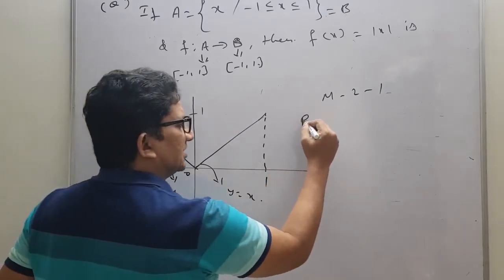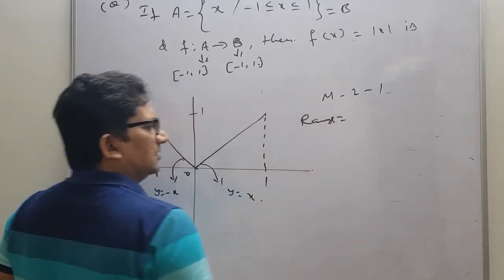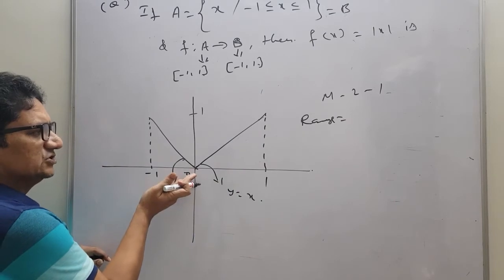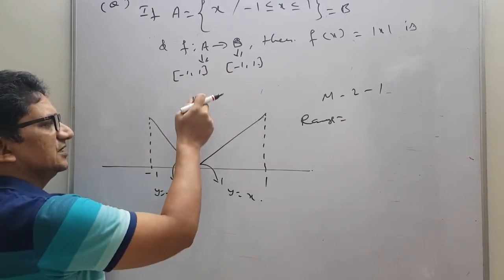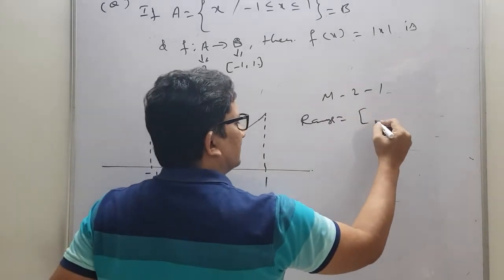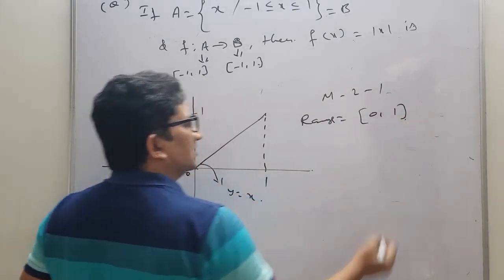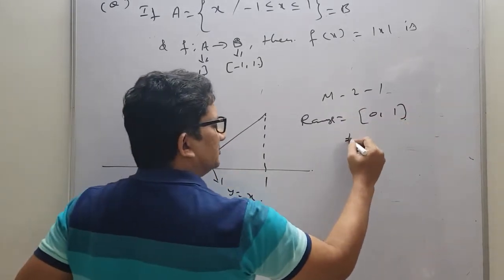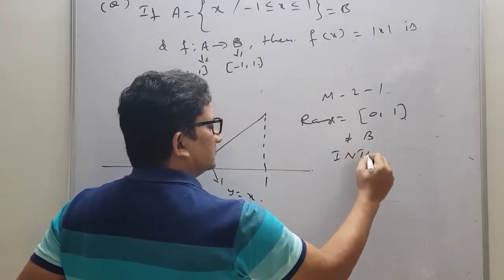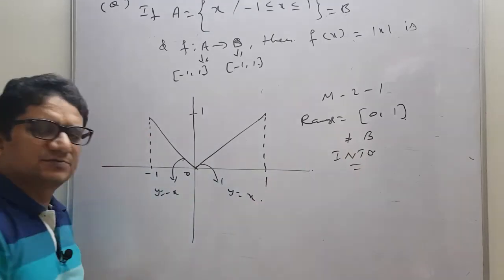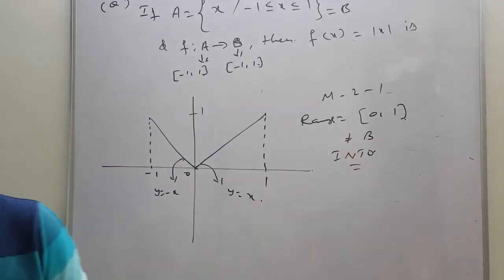Next we will check the range of the function. The range is 0 to, it is not extending up to infinity, we need to restrict. So the range we are getting is 0 comma 1. It is not equal to B, the codomain. Therefore it is into. So the function is many to 1 and into.